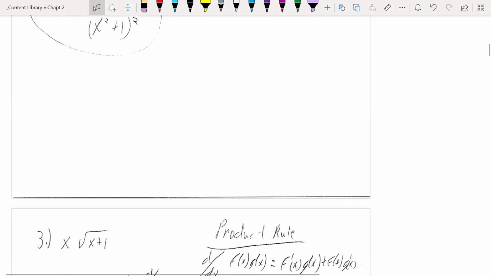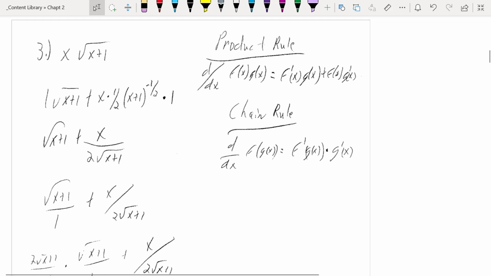Okay, now on this next problem, number 3, the directions say find dy dx in the following equation. So remember, when I'm finding dy dx, that just means that I'm finding its derivative. That's what dy dx means. I notice in my problem right here, I've got an equation times an equation. And since I've got an equation times an equation, I've got to use the product rule.